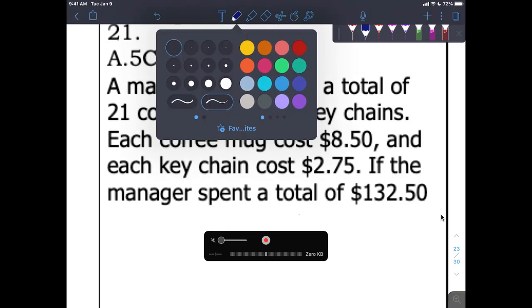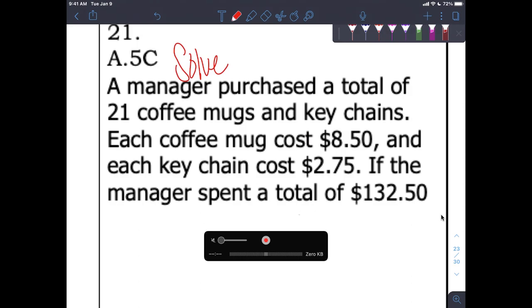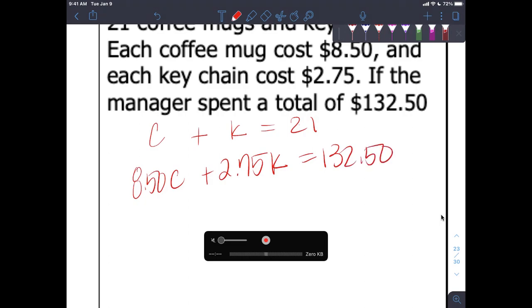So what I want to do is first start pulling this apart to get my equations. So I have coffee mugs, keychains, and I bought a total of 21. X plus y equals 21. Coffee mugs are $8.50. Keychains are $2.75. And I spent a total of $132.50. Noticing again that this is following that stereotypical pattern. X plus y equals total. Money times X plus money times Y equals total money.